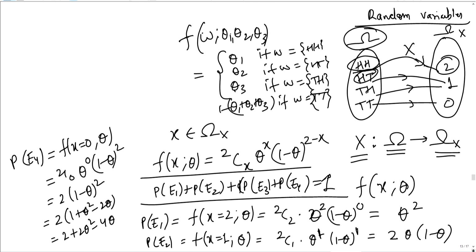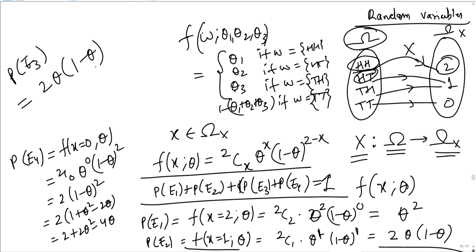All right. And what would be E3? Probability of E3. So, E3 would be same as E2. So, that would be 2 theta into 1 minus theta. So, this is what we are getting so far. Probability of E1 is theta square, E2 is 2 theta 1 minus theta, E3 is 2 theta 1 minus theta, E4 is 2 plus 2 theta square minus 4 theta. What happens when you sum them up? You take summation of all these 4. Okay. So, let us take their summation.